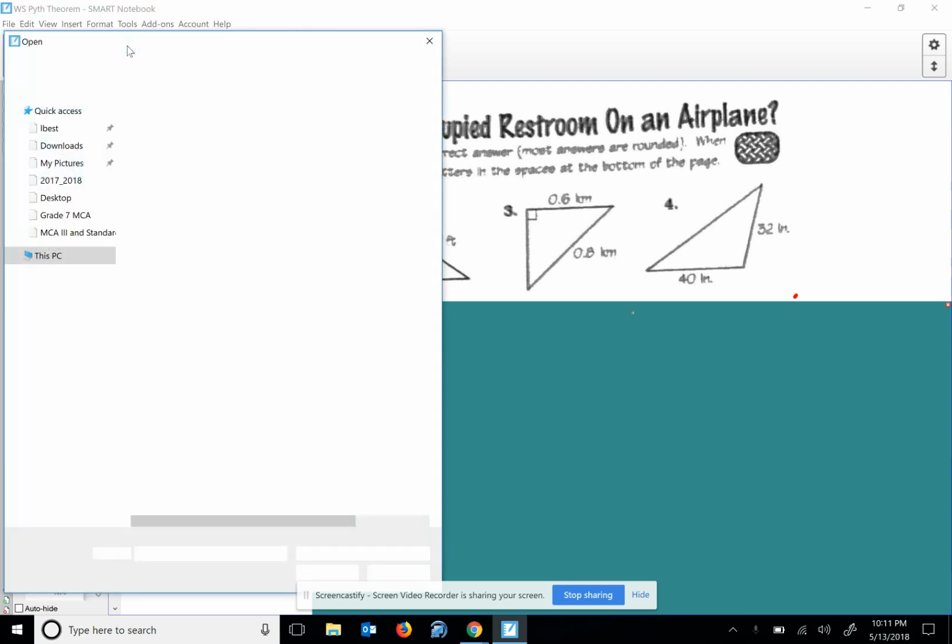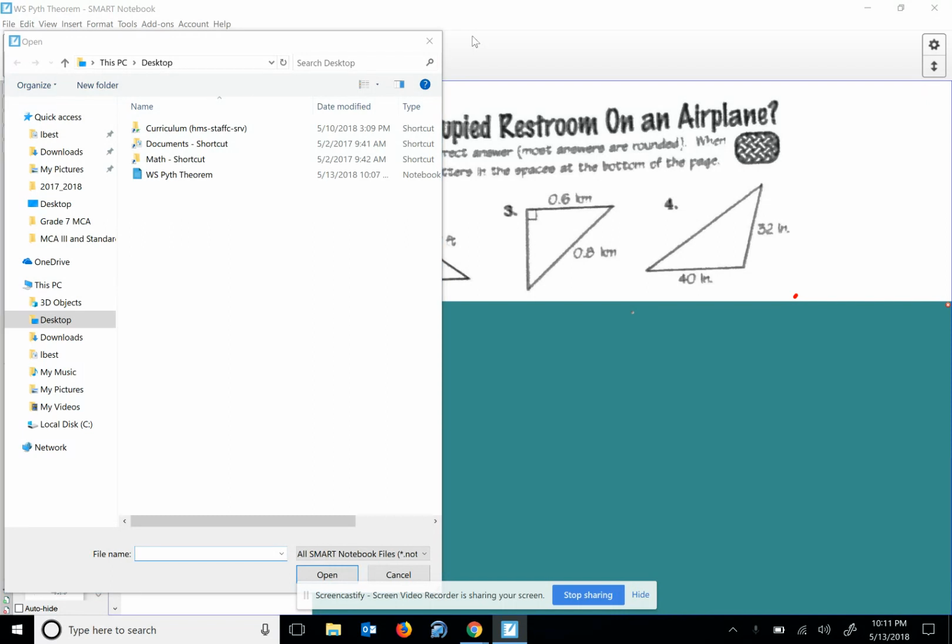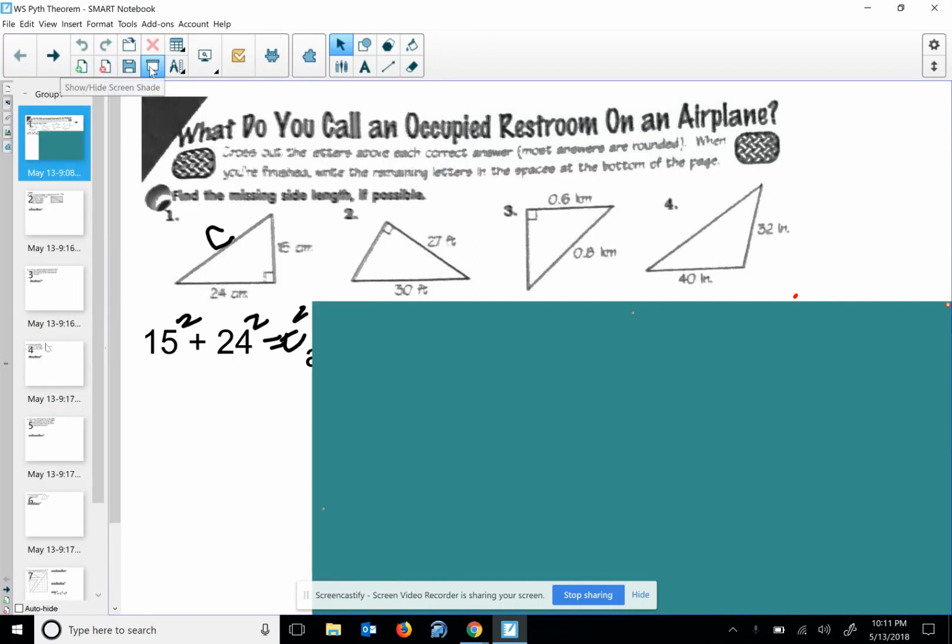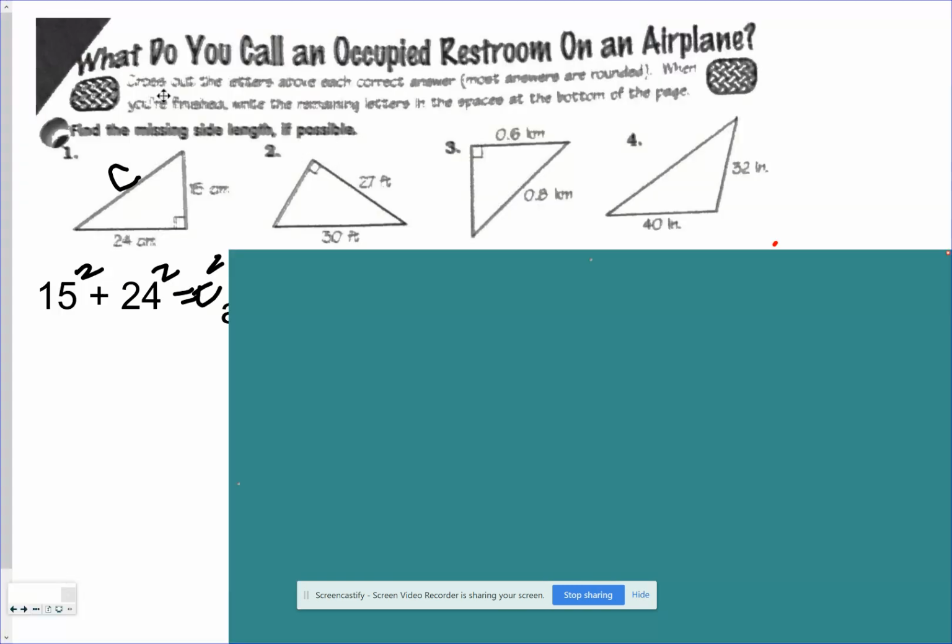All right, let's go ahead and have you look at the last page of your packet. It's got this title at the top about what do you call an occupied restroom on an airplane. So get your calculator ready, get your pen and pencil ready, and let's get cranking on these Pythagorean theorem problems. All right, here we go. I'm going to give us a little more room here. And here we go.